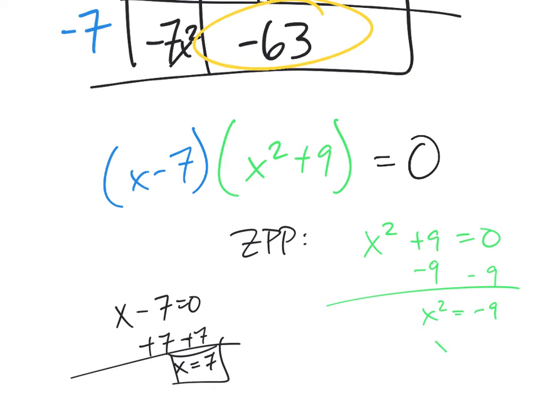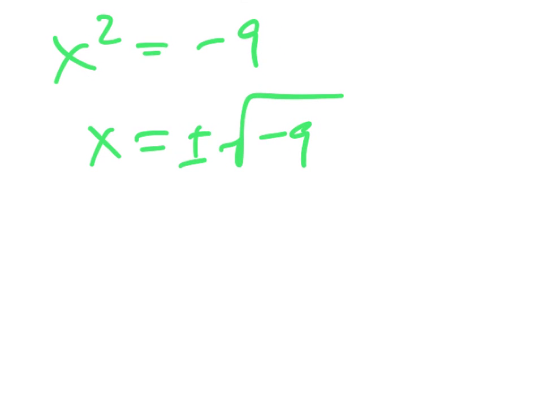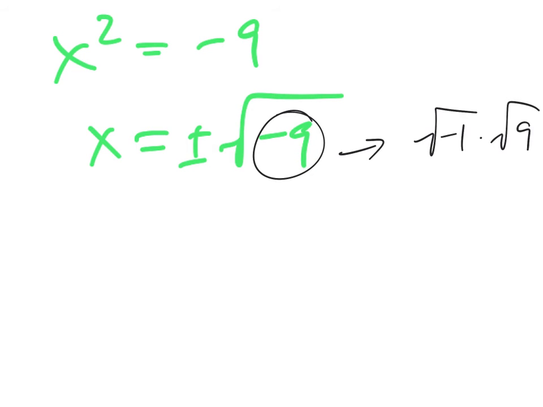Okay. So then x is equal to plus or minus the square root of negative 9. Ooh, or should I say i, right? The square root of negative 9 is the same as the square root of negative 1 times the square root of 9. Remember that the square root of negative 1 is i, and remember that the square root of 9 is 3. So they're multiplied together, so x is equal to plus or minus 3i.